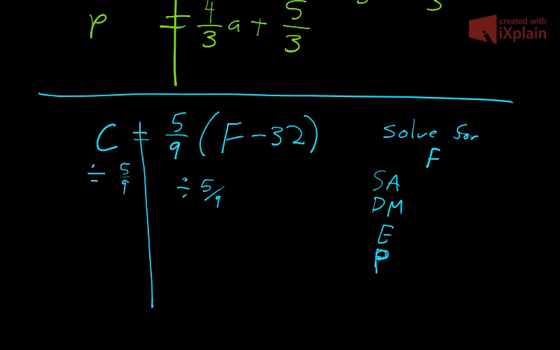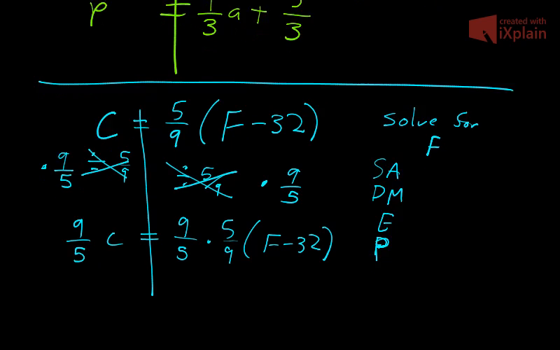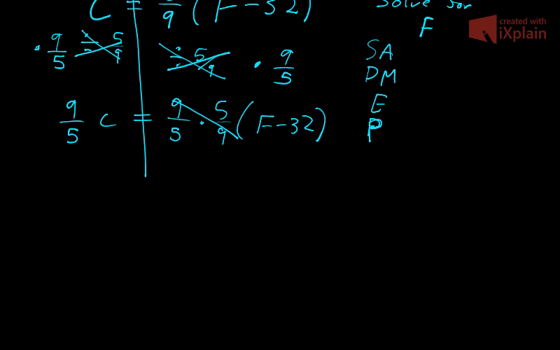But because we know how to divide fractions, that's the same thing. Instead of doing that, I can multiply by 9 over 5, and that's what I'm going to do to both sides. Dividing is the same as multiplying by the flipped version. When I do that, I'm going to have 9 over 5c equals, on this side, 9 over 5 times 5 over 9 times f minus 32. Don't worry, that simplifies. 9 over 5 times 5 over 9 is 1, so that just goes away.